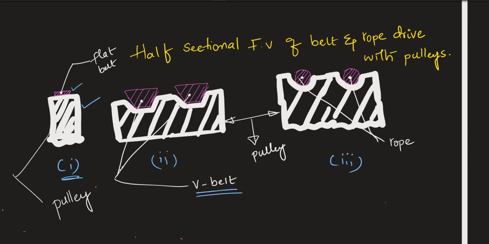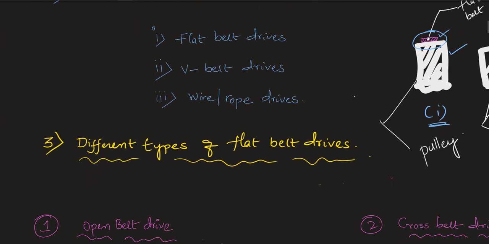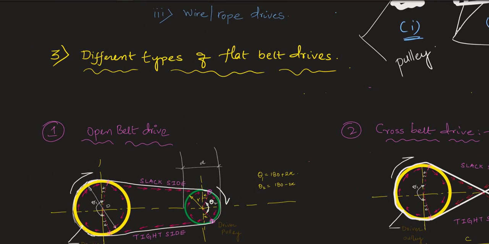Here you can see in case of a V belted drive, the shape of the belt is trapezoidal, whereas in case of a flat belted drive, the shape of the belt is flat. And when we go for a wire and rope drive, it will have a circular cross section. So this is the classification we are making based on the type of belted drive.